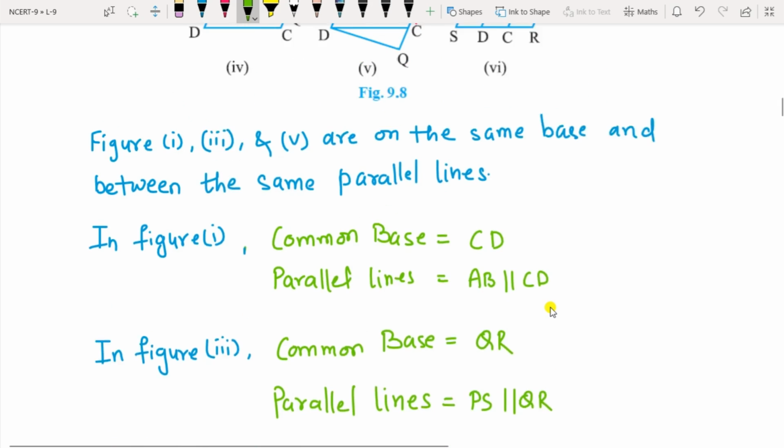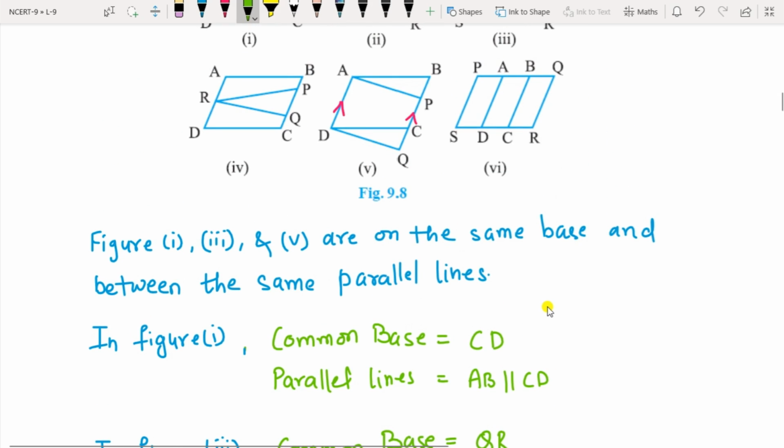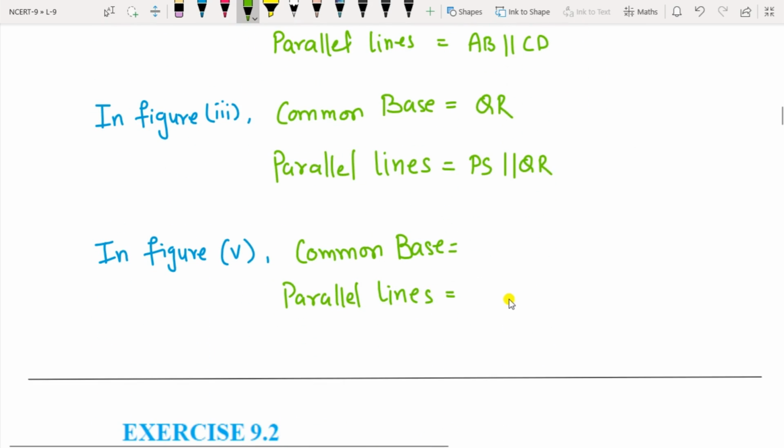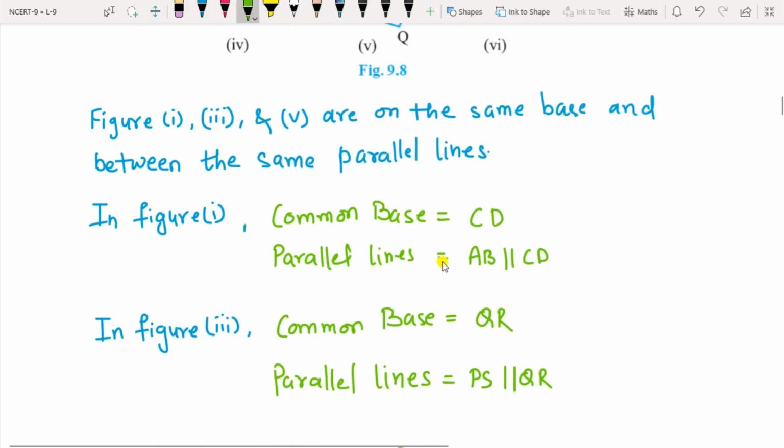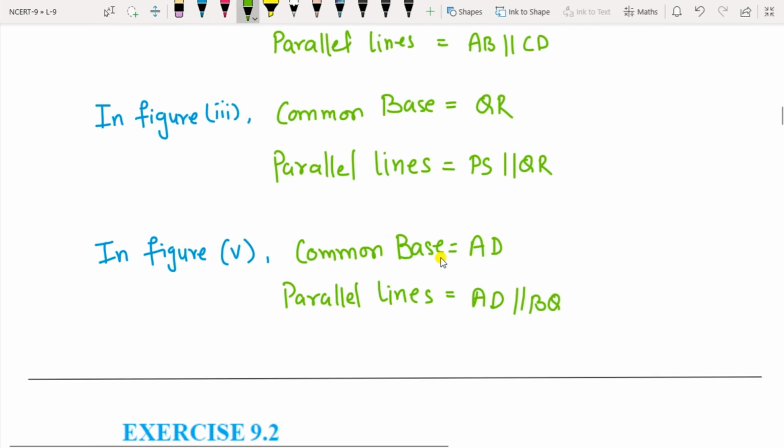And the fifth figure is the right one. The parallel lines are AD parallel to BQ, and the base here is AD. The base is AD and it lies between AD and BQ. So this was your exercise 9.1.